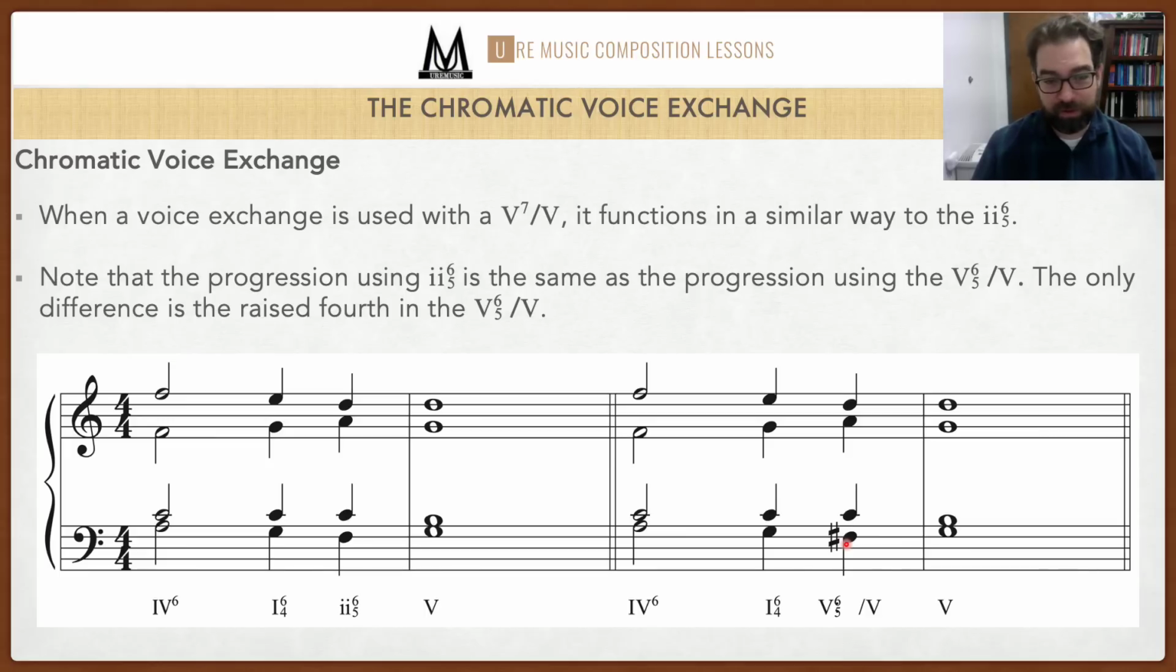So when you do have a voice exchange with a 5/7/5, as you can see, it looks very similar to the minor 2/6/5. The only difference is the raised fourth scale degree. So you have sharp 4 in the bass, but otherwise this entire progression looks identical to the previous one. So when you're writing these, this kind of shows you how you can substitute the secondary dominant for the 2 chord.